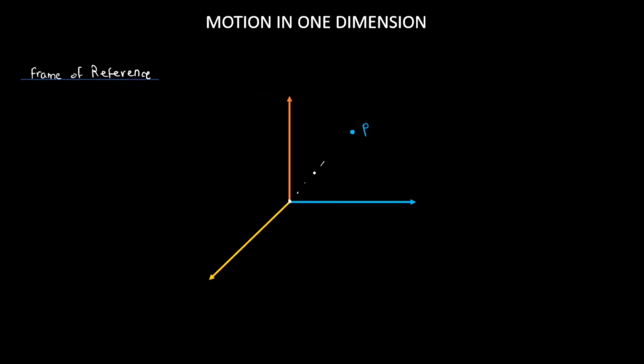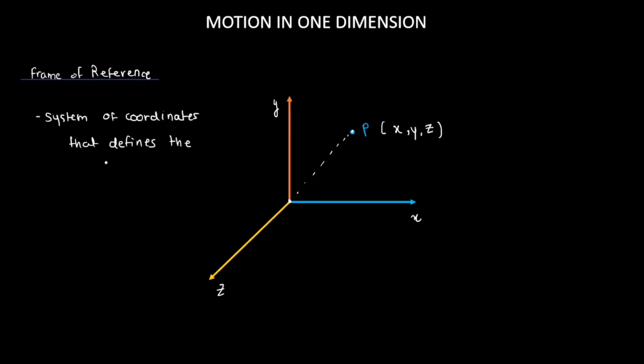We know about the Cartesian system where the position of an object is specified by its three coordinates: x, y, and z. Frame of reference plays an important role in the study of motion. A frame of reference defines the position of an object in two- or three-dimensional space.